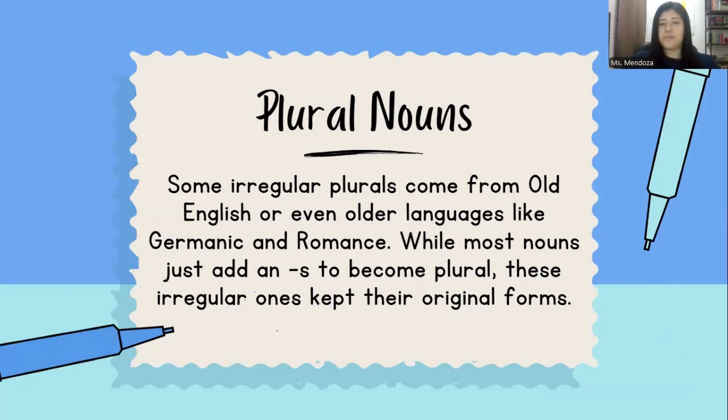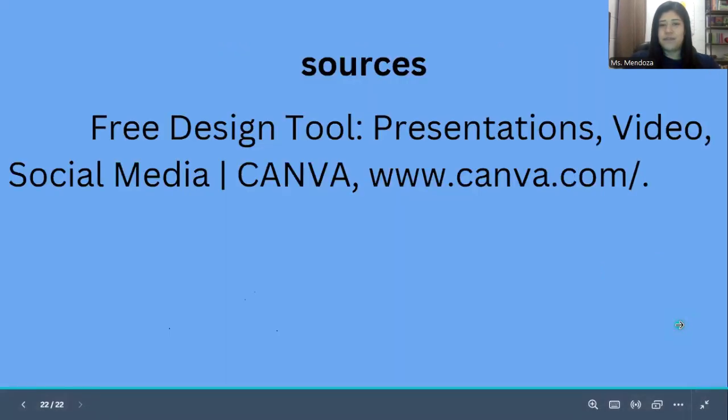Some irregular plurals come from Old English or even older languages like Germanic or Romance. While most nouns just add an S to become plural, these irregular ones keep their original forms. So this is something that is out of my control, and out of your control either. This is something that has been invented since years ago. And our option is to memorize them, learn them, and identify them. That concludes my explanation about plural nouns.